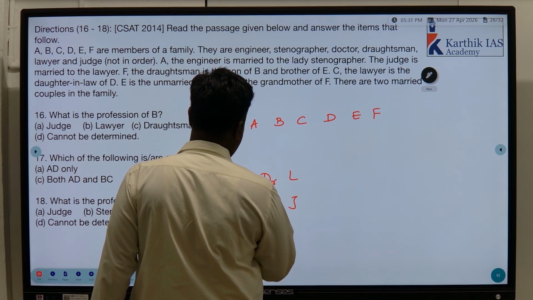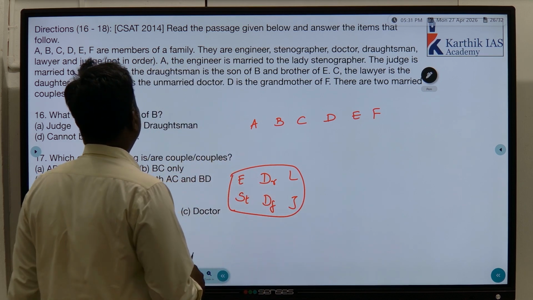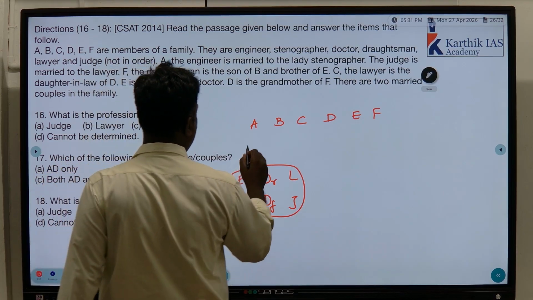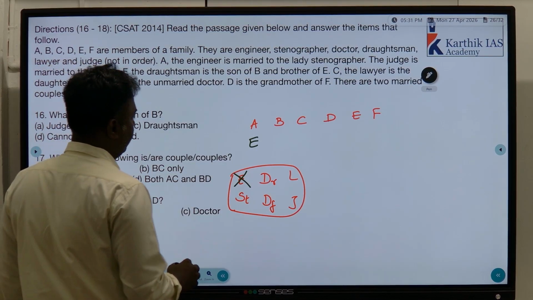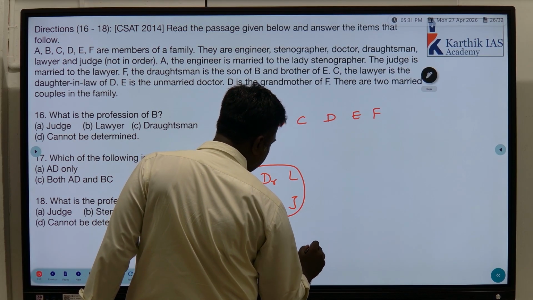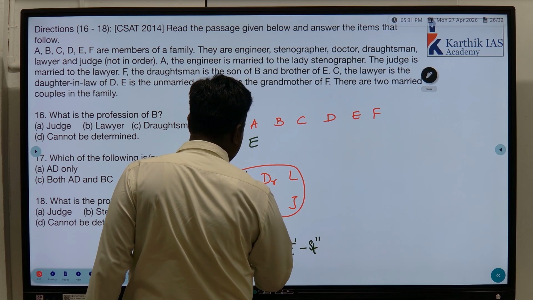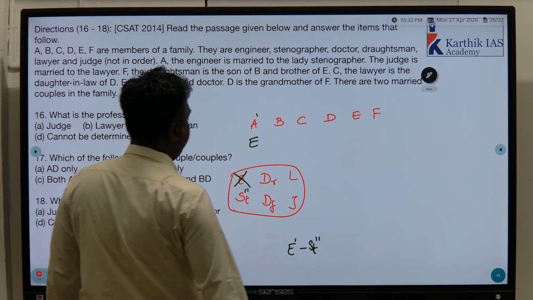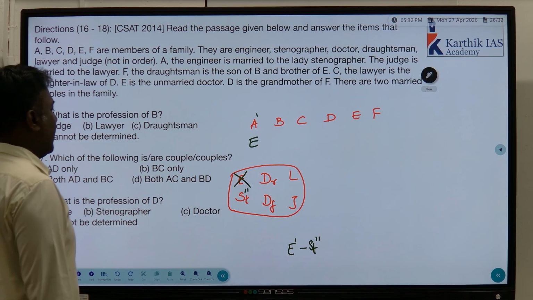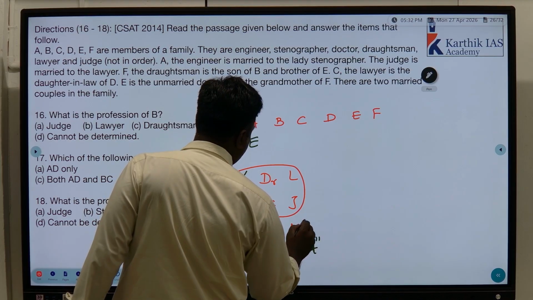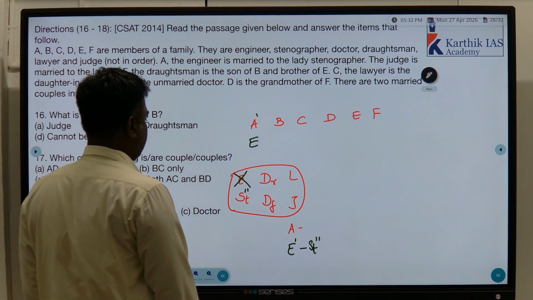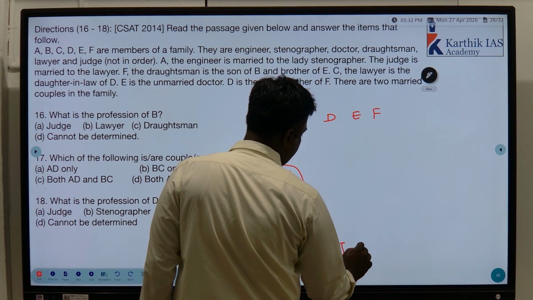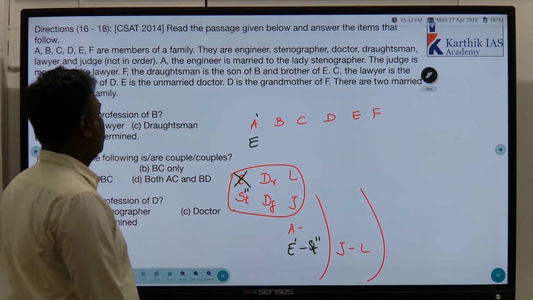6 professions they gave and 6 persons they gave. A, the engineer. A is an engineer, married to lady stenographer. Okay, so stenographer is a female. A is a male. We don't know who the stenographer is. Fine. Understand? The judge is married to lawyer. Second statement: judge is married to lawyer. Okay. Who's who, that we don't know.